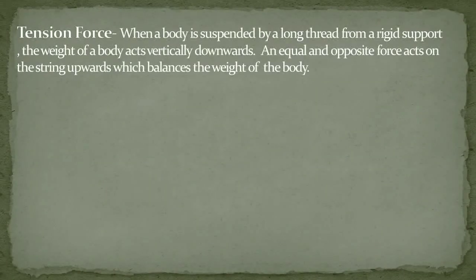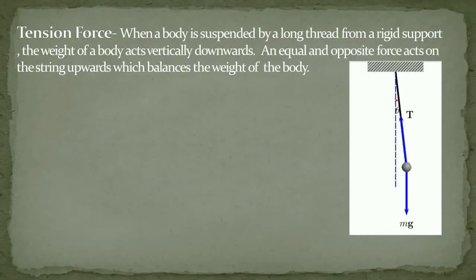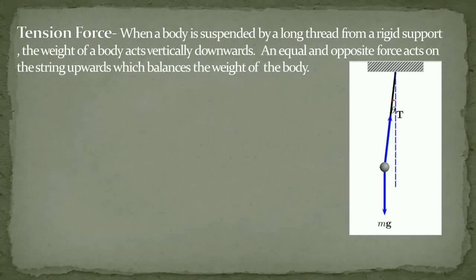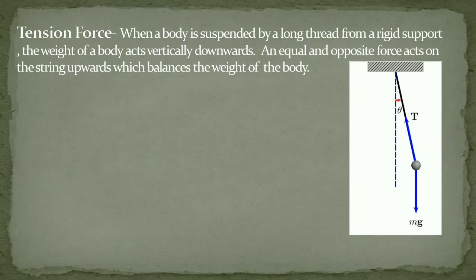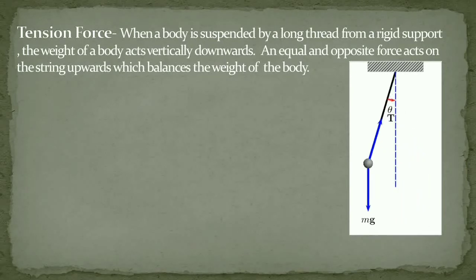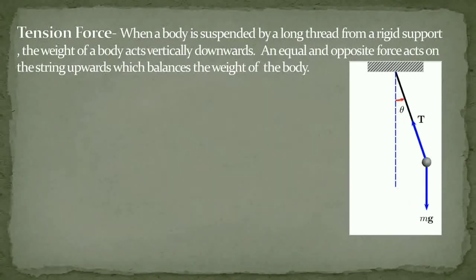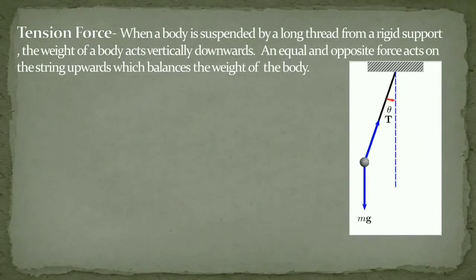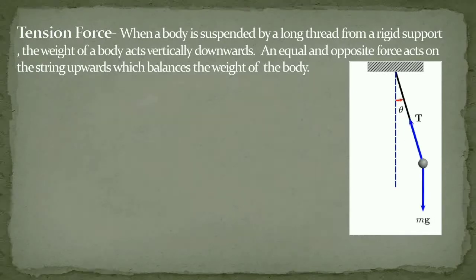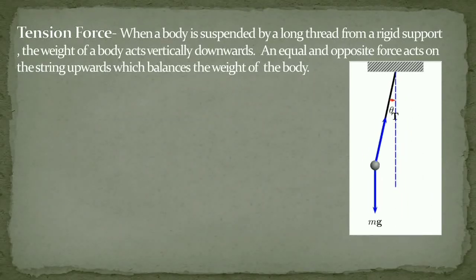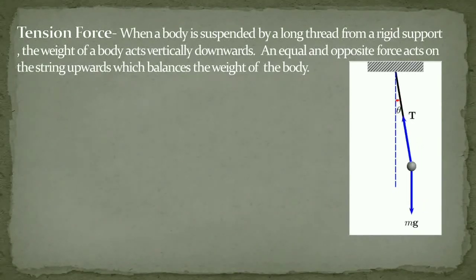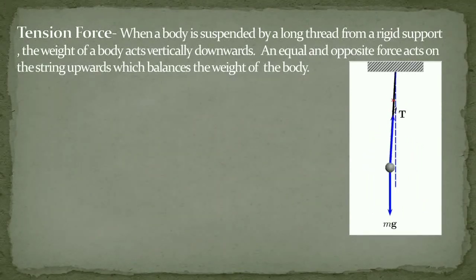So our next contact force is the tension force, as applied through the strings mostly. When a body like a small metal ball is suspended by a long thread from a rigid support, the weight of the small metal ball, which can also be called a bob, as we have seen in the simple pendulum, acts vertically downwards. So an equal and opposite force acts on the string upwards, which balances the weight of the bob. This force is called the tension force, which is exerted through the string.